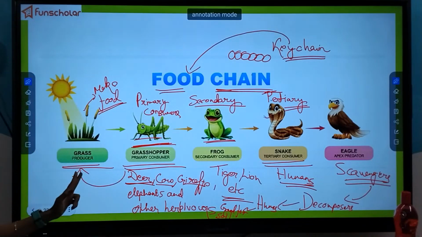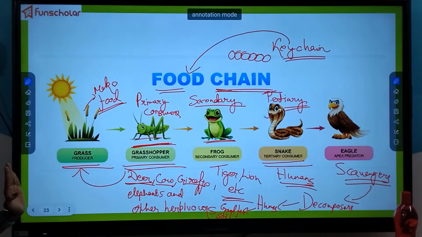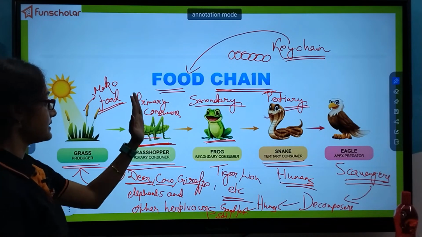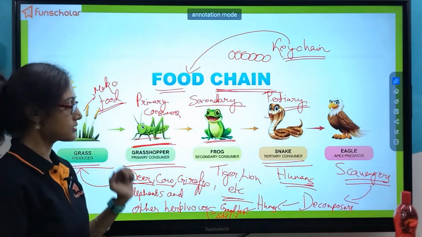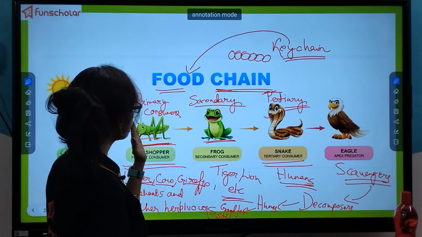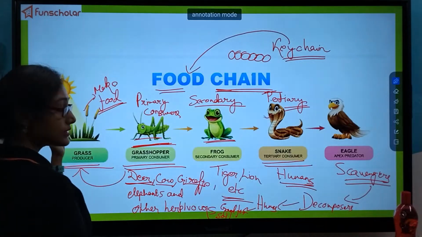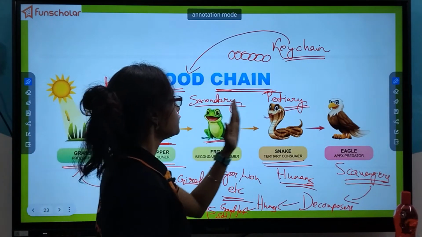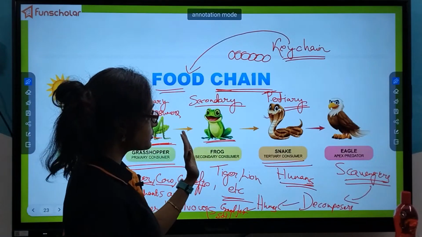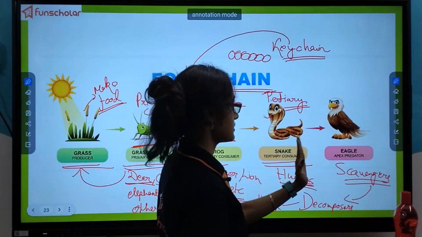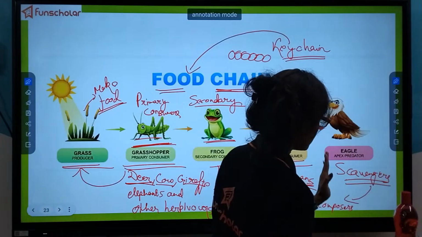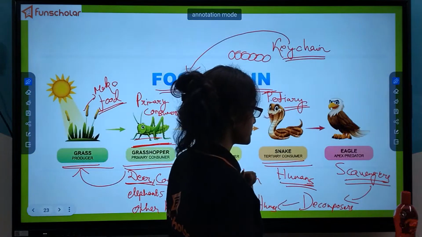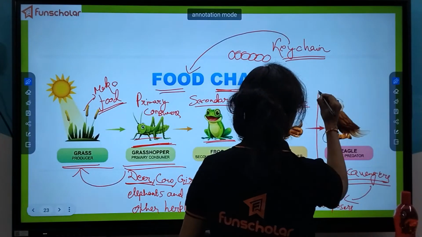Okay, let me repeat again. Plants are the only producers because they can make their own food. Those who feed on plants directly are primary consumers. The ones who feed on primary consumers and not the plants directly are the secondary consumers. Those who feed on the secondary consumers are tertiary consumers. Then come the scavengers. After the scavengers come the decomposers. Now, what are decomposers, ma'am?